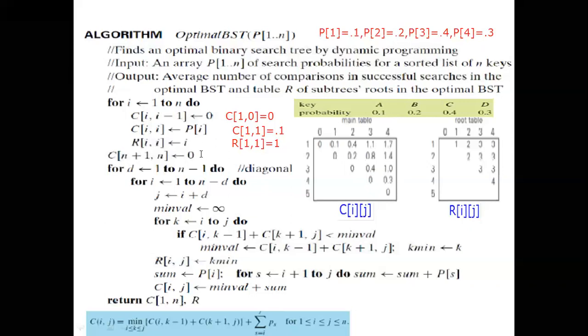I will show you. C of n plus 1, what is n? N is 4, the total number of keys. 4 plus 1 is 5, comma n, 4, which is equal to 0. That means 5, 4 is equal to 0. C of 5, 4 equal to 0. That value we do not want to update here because the value is 0.